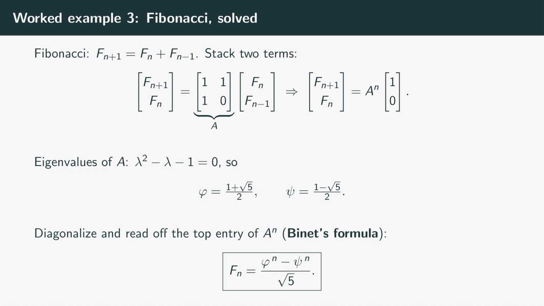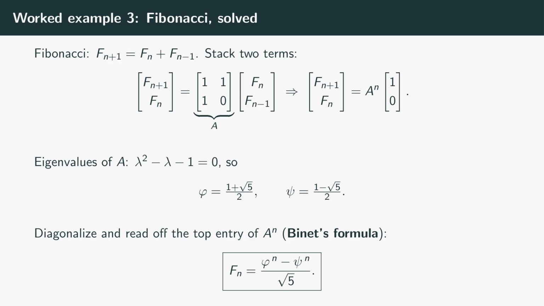Now we diagonalize. The eigenvalues come from lambda squared minus lambda minus 1 equals 0, whose roots are the golden ratio, 1 plus the square root of 5 over 2, and its companion, 1 minus the square root of 5 over 2. Raising the matrix to the n means raising those two numbers to the n. Reading off the top entry gives Binet's formula.